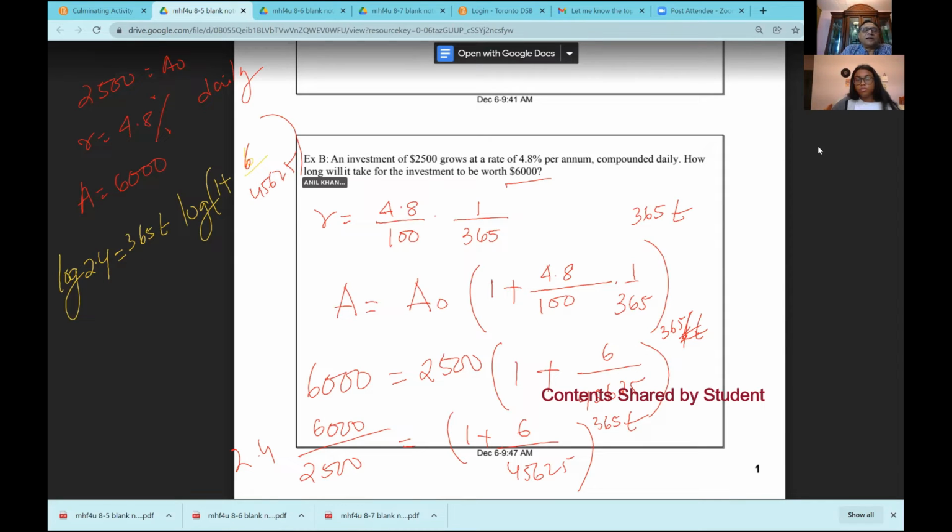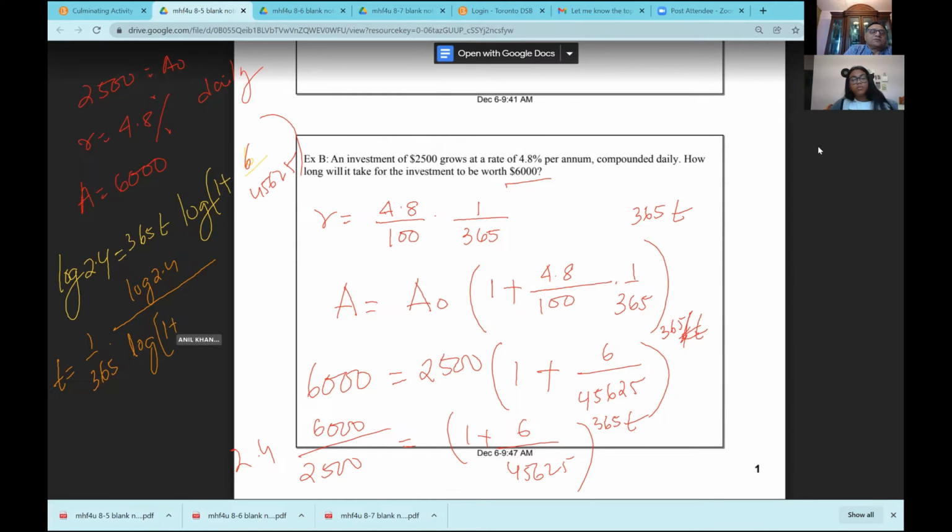Okay. Now you can isolate t, and therefore we get t equal to 1 over 365 times log of 2.4 divided by log of 1 plus 6 over 45625.